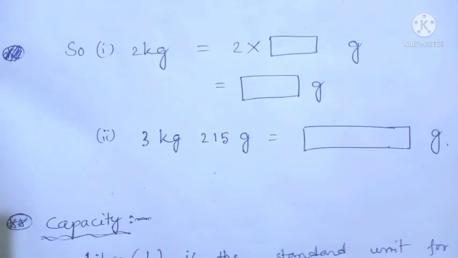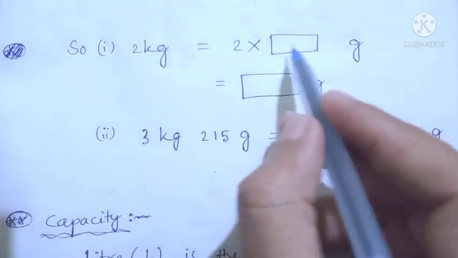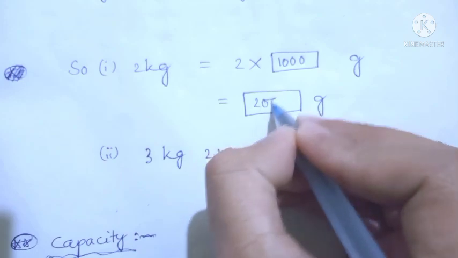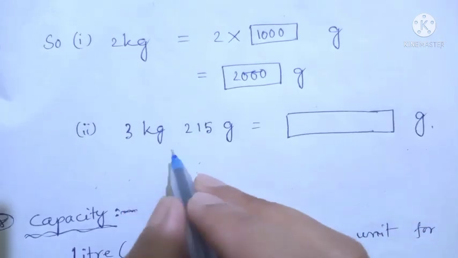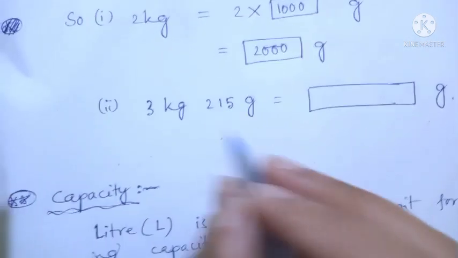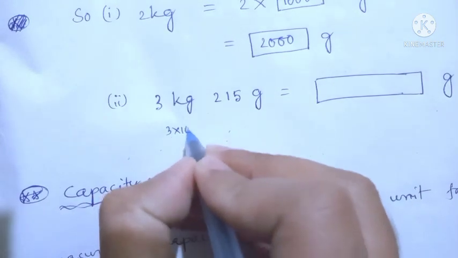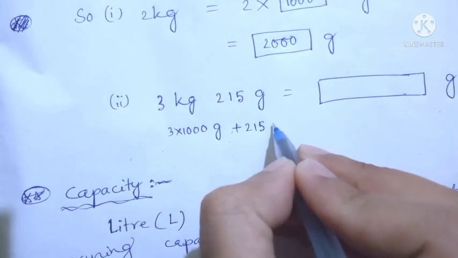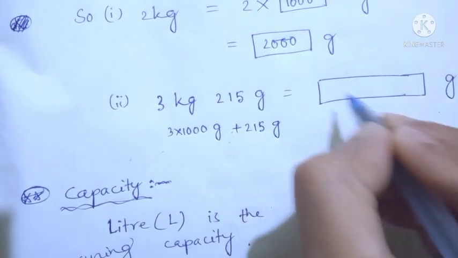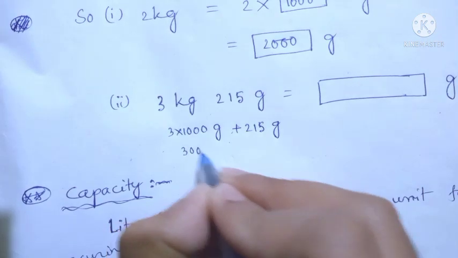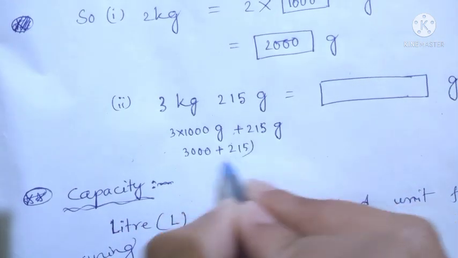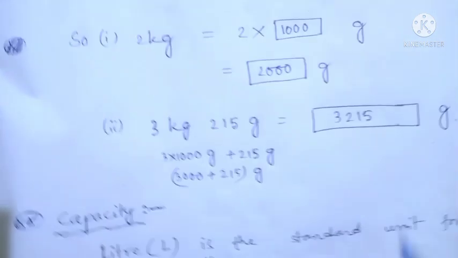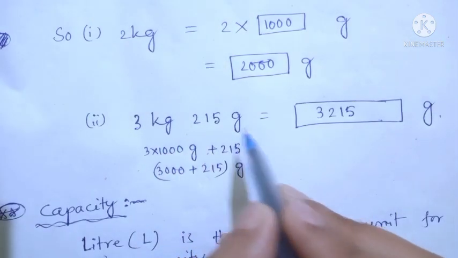Okay, so 2 kg equal to dash gram. 2 into 1000 gram, that means 2000 gram. Okay, now 3 kg 215 gram. 3 kg means 3 into 1000 gram plus this, and if you add, then 3000 plus 215 gram, that means 3215 gram. Okay, so 3 kg 215 gram means 3215 gram.